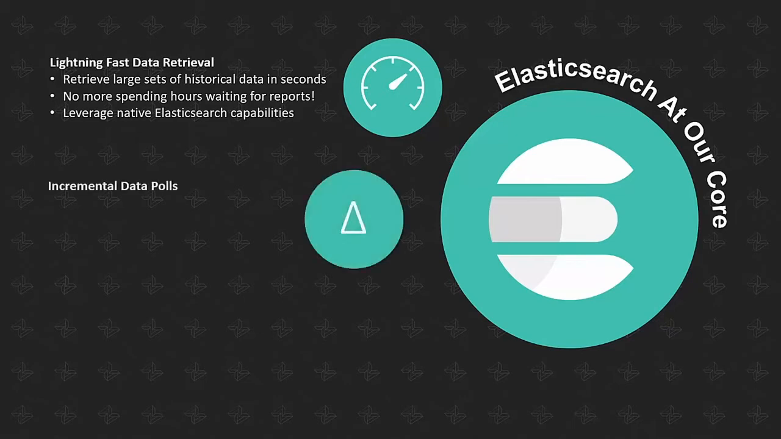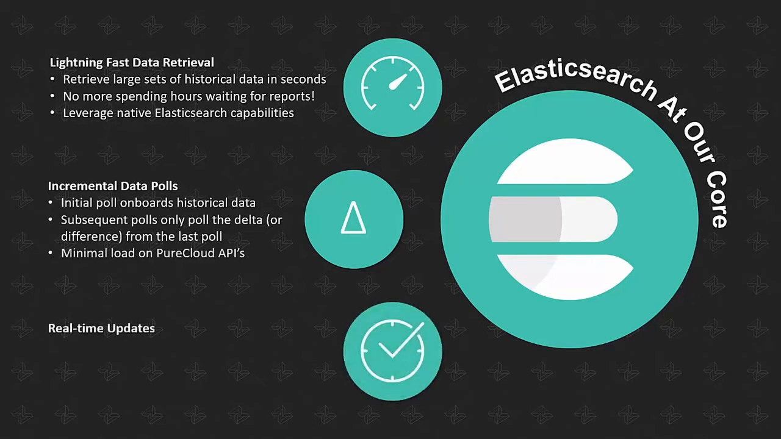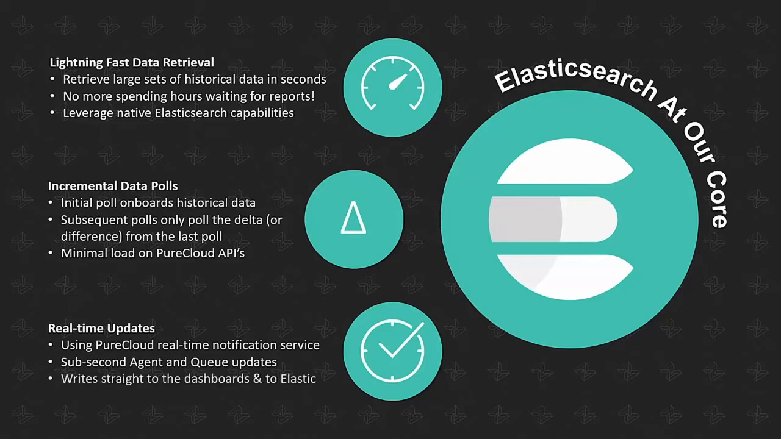Another thing that eMite does is incremental data polls. So after the initial poll at the start, we only poll the difference from the last set of data, which means we have a very minimal load on PureCloud itself. And lastly, we receive real-time updates from PureCloud's notification service, which means we get sub-second agent and queue data showing up within our dashboards. This gets written straight to the dashboards and also to Elastic.